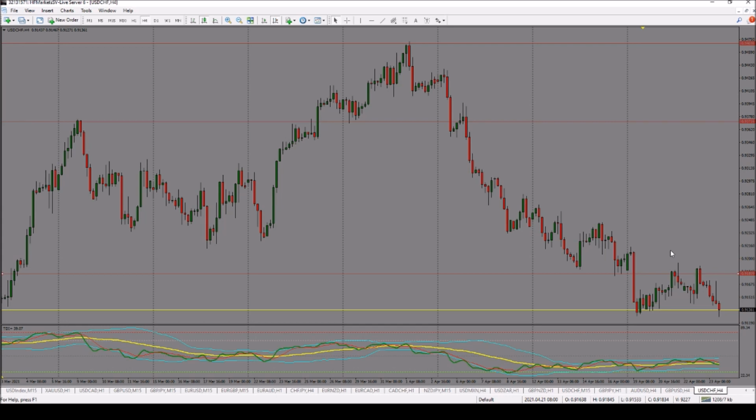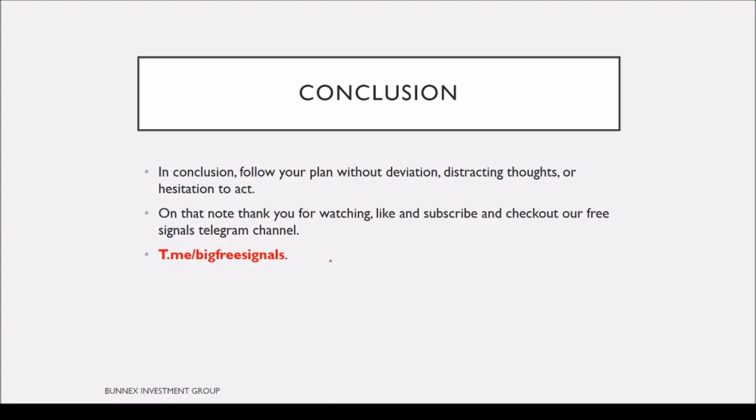So that is basically what I was trying to impart to you in this course. It's a short course and direct to the point. Try to backtest it as much as you can so that it will actually get into your fingertips. And thank you. In conclusion, follow your plan without deviation, distracting thoughts, or hesitation to act.